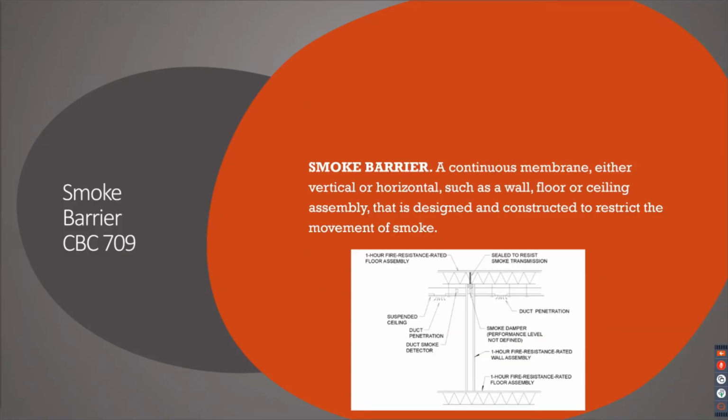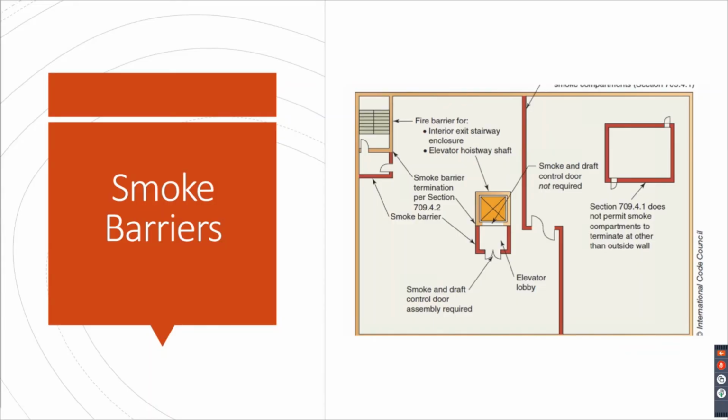Smoke barriers, they're continuous, either vertical or horizontal, and they extend exterior wall to exterior wall. This is just an example. The smoke barrier in the middle is separating smoke compartments. It goes to exterior wall, but remember the wall terminates at the interior surface of the exterior wall, not where this is shown here, but that's not what this detail is supposed to be showing you anyways.